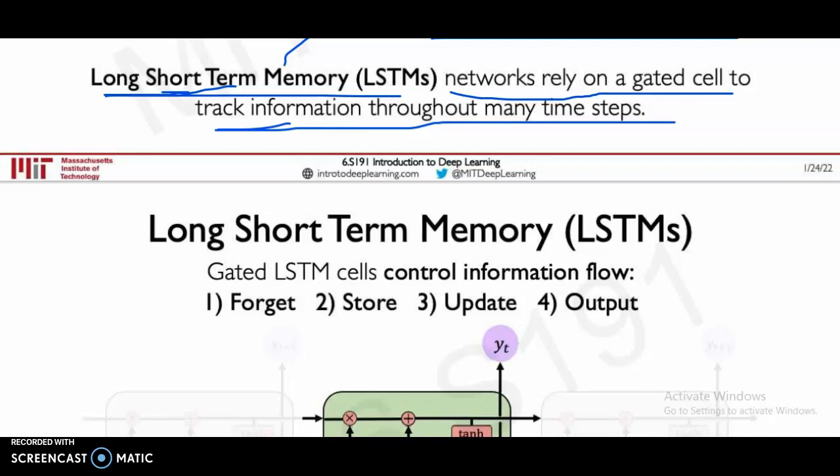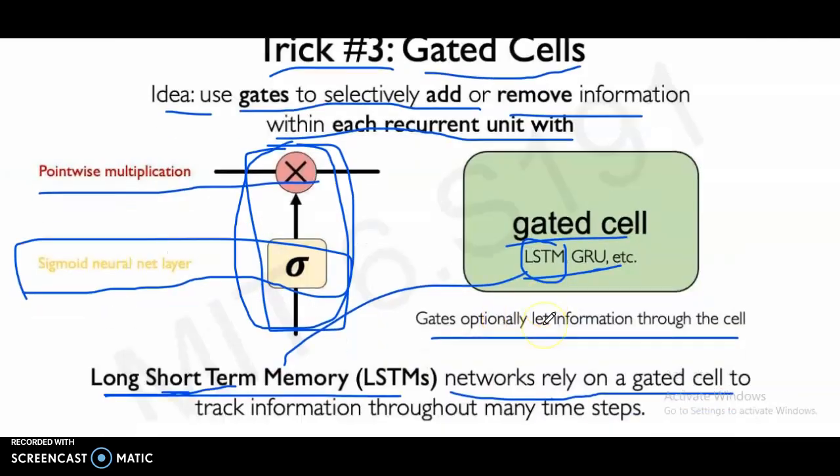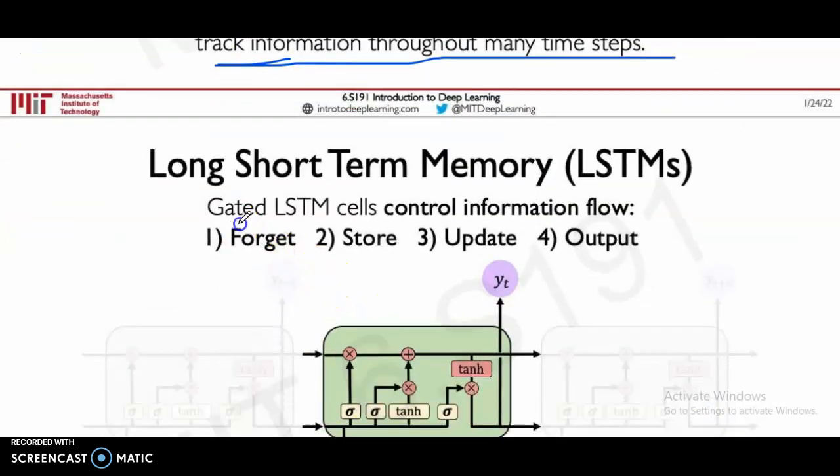In LSTMs, gated LSTM cells control information flow: forget, then store, then update, then output. We can say forget, or reset, as in electronic circuits. Then store, then update, then output, then forget. The cycle keeps going on.